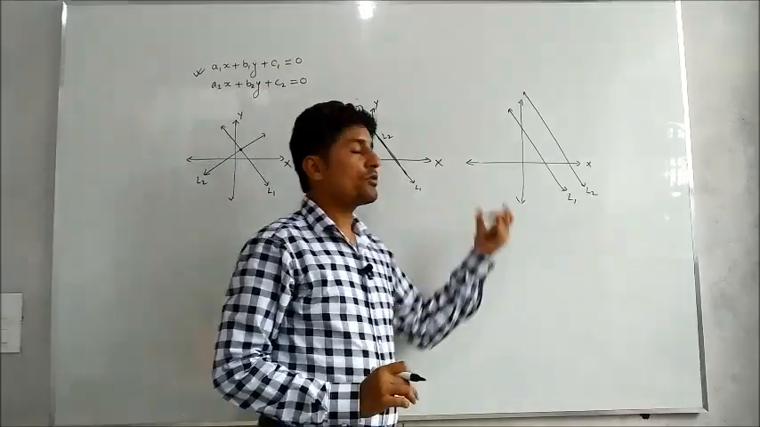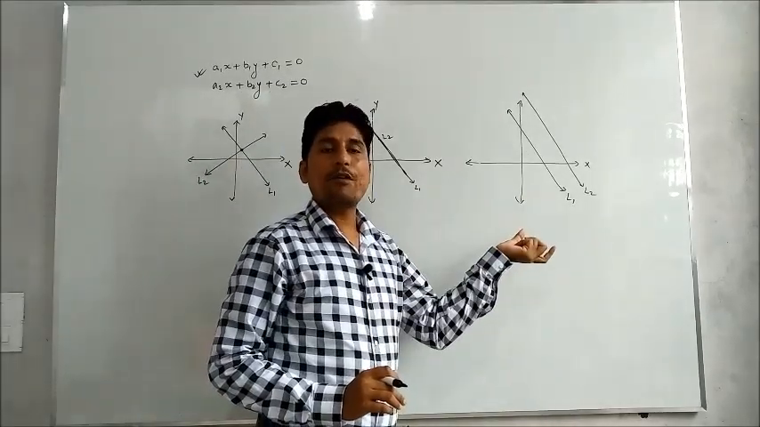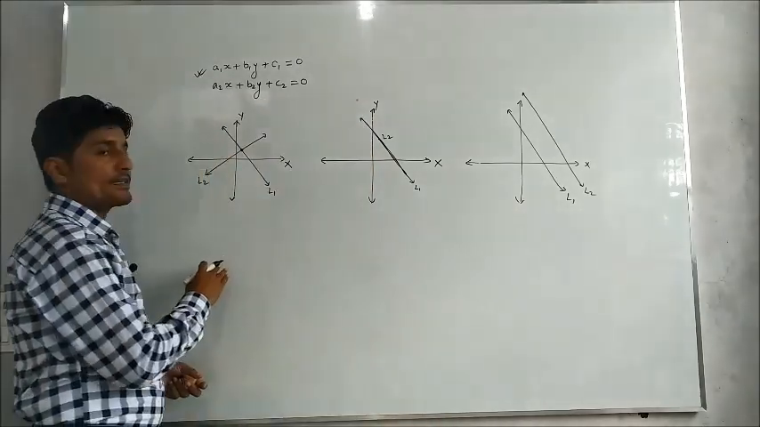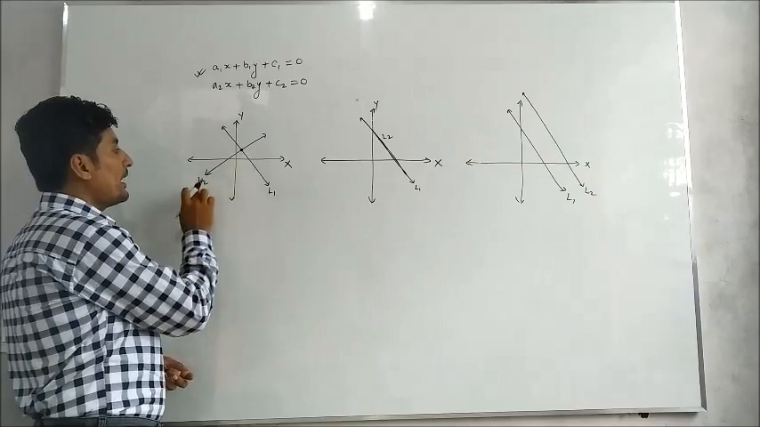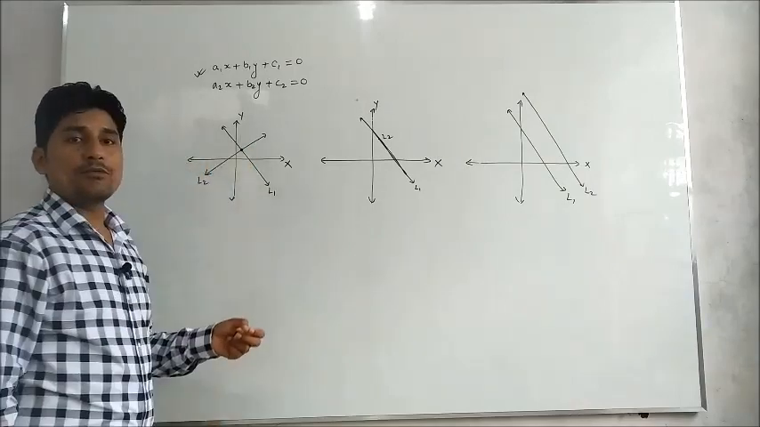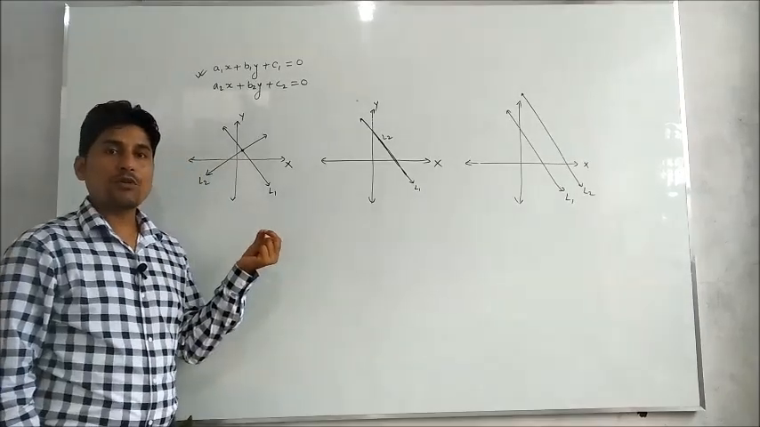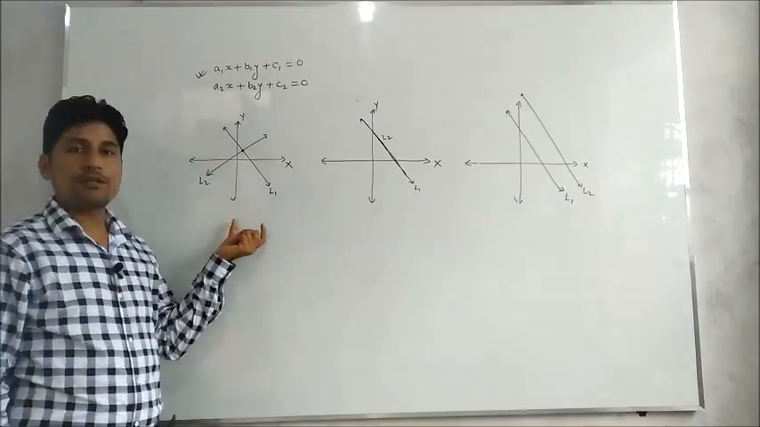So, there will be no solution for that type of system of linear equations. Once again, I am repeating from the beginning. If line L1 and line L2 intersect each other at a unique point, then the given system of linear equations will have the unique solution, meaning only one solution.